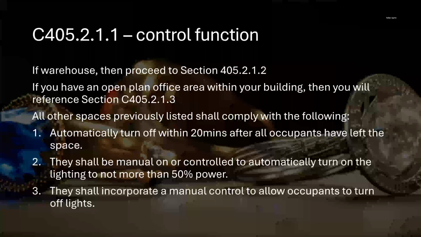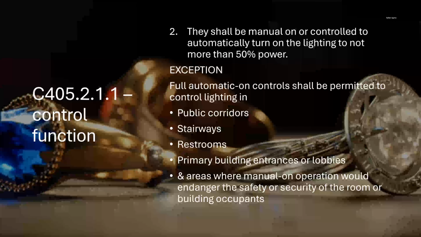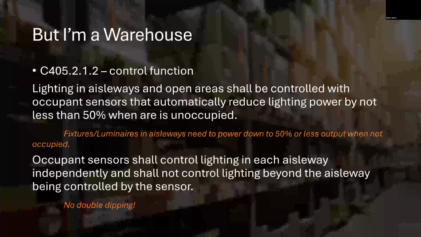Okay, yeah. So that's the manual control to allow occupants to turn off. But theoretically, that's how it's supposed to work. In practice, people will do what people do. So the exception: public corridors, stairways, restrooms, primary entrances or lobbies, and areas tied to the safety or security of the building occupants. So that's more of the informal logic where it's like, hey, you decide, you're the designer, you know best, apply common sense. But what if you're a warehouse?